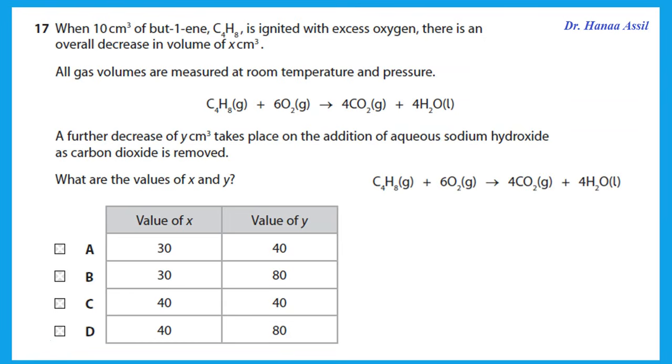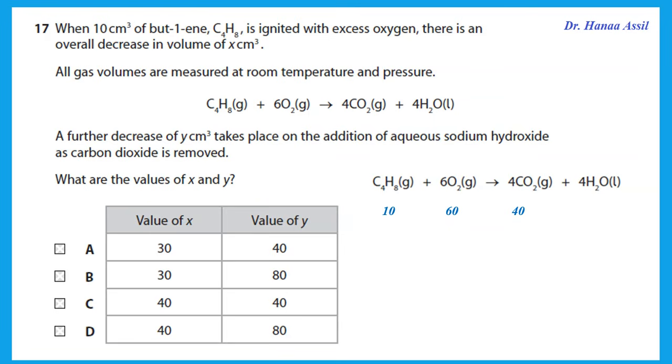And what are we told? We're told that we're starting with 10 centimeter cubed of butene. So I'm starting with 10 centimeter cubed of butene. That would need how much of oxygen? It would need 60 of oxygen. And it will produce how much of CO2? It will produce 40, based on the coefficients in the equation. And then, what are we told?